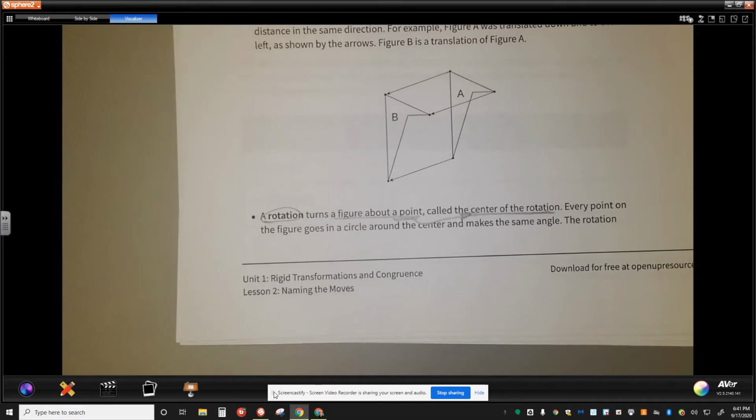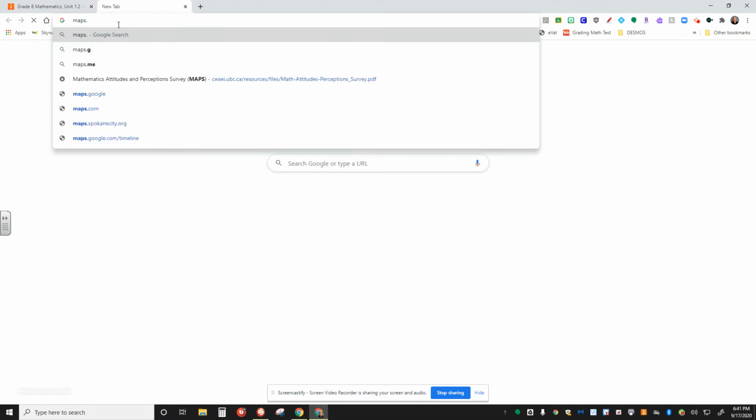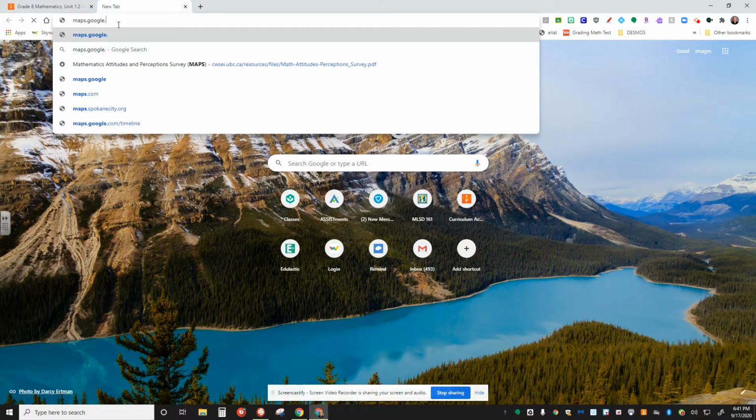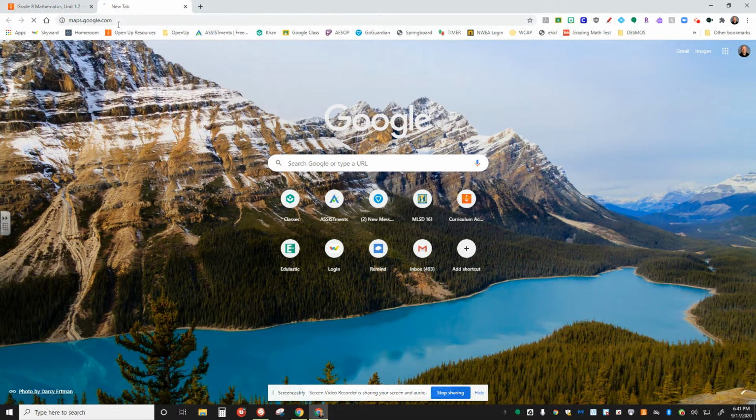Every single point on the figure is going to follow around that circle exactly the same way and with the exact same distance. I'd like for you to think for a moment about the great big sprinklers that show up out in the fields. Actually, I'm just going to show that to you. Check this out. I think this is a really neat real-life example of rotation.